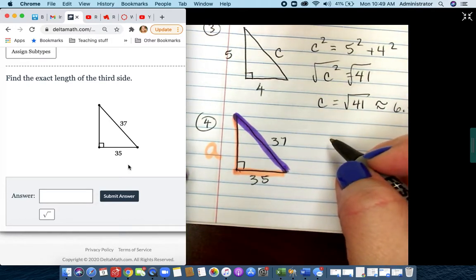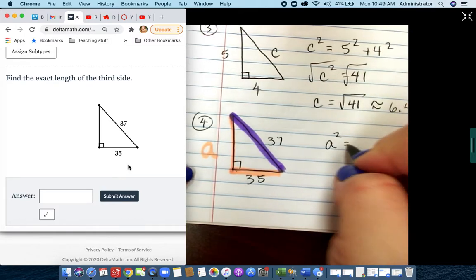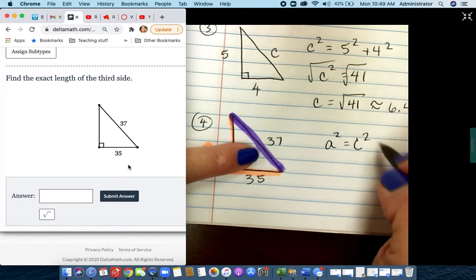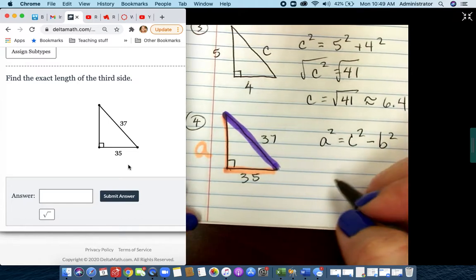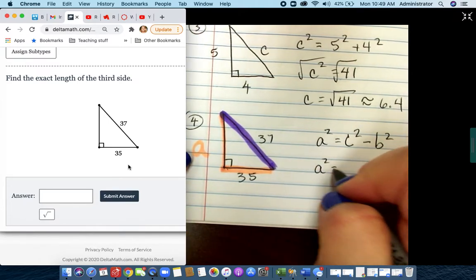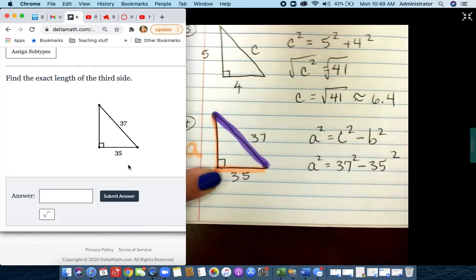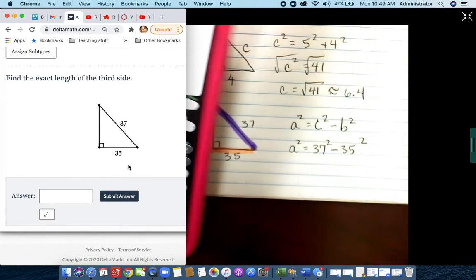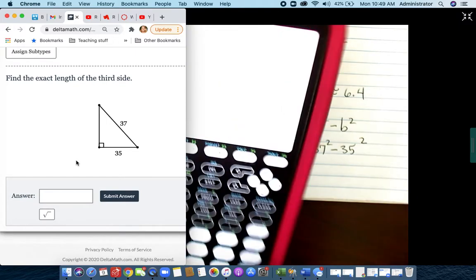So going back to our notes, remember we have that any leg, so A squared, would be equal to the hypotenuse squared, so I'll call that C, C squared minus your B squared. So we're subtracting this time. That means to find A, it's going to be 37 squared minus the other leg squared. And I'm going to do just like I did before, noting that the instructions say to find the exact length.